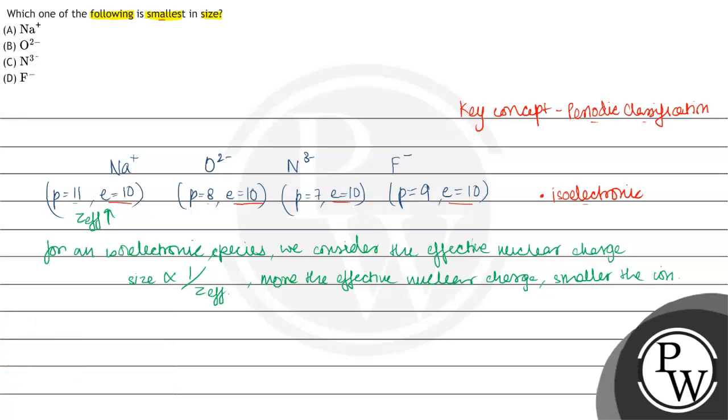So the order is N3 negative followed by O2 negative, उसके बाद F negative, and finally we have Na positive. So the smallest ion is Na plus ion, which is option A. So हमारा आंसर हुआ option A, Na plus. Hope you were able to understand. Best of luck.